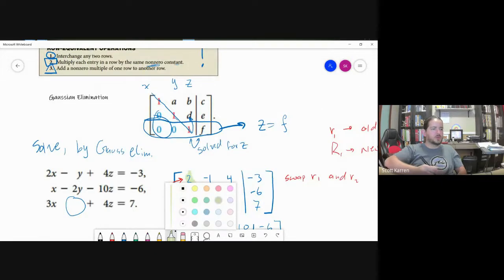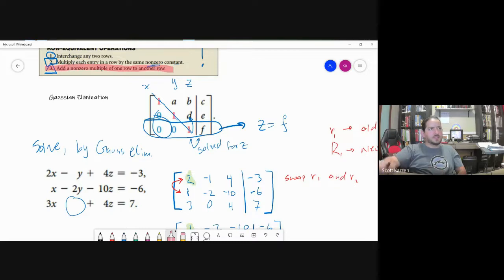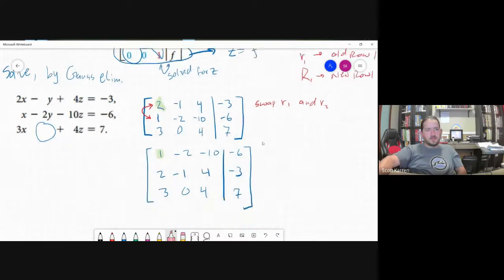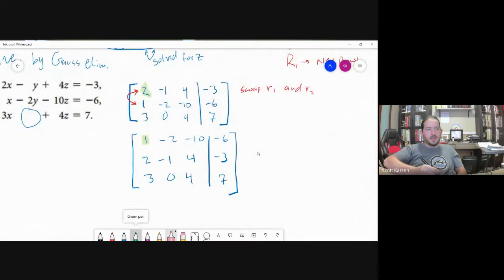I'm going to use number 3, that says I can add a non-zero multiple of one row to another row. So that means I can use this one that I have to eliminate the 2 and the 3 to get me the zeros that I need, right? So on the right-hand side, I'm going to write what I'm doing, but I'm going to take -2 multiplied by old row 1 and add it to old row 2, and that's going to become my new row 2.